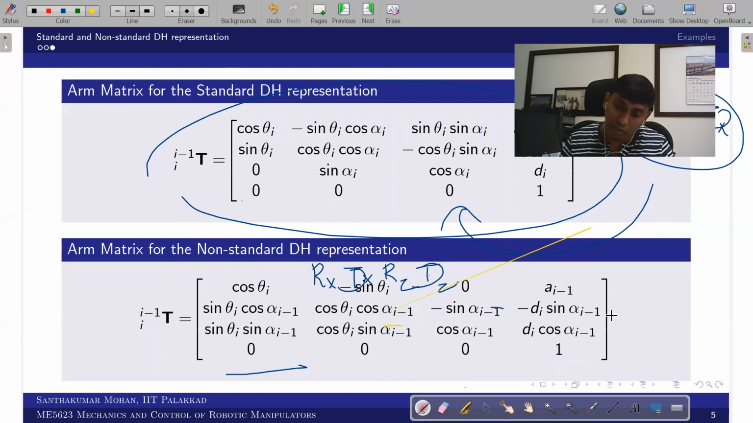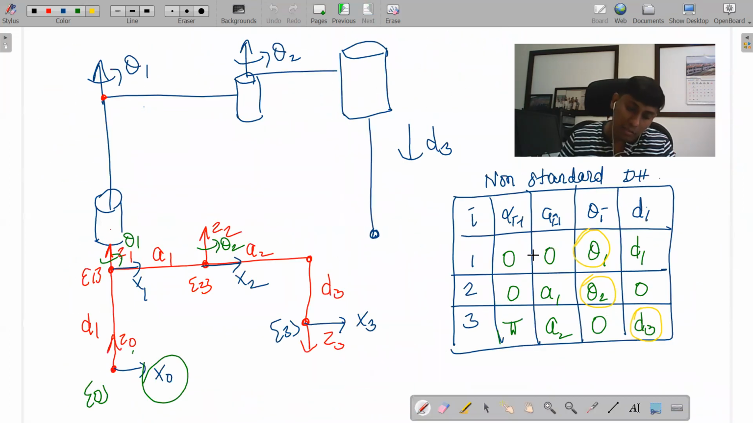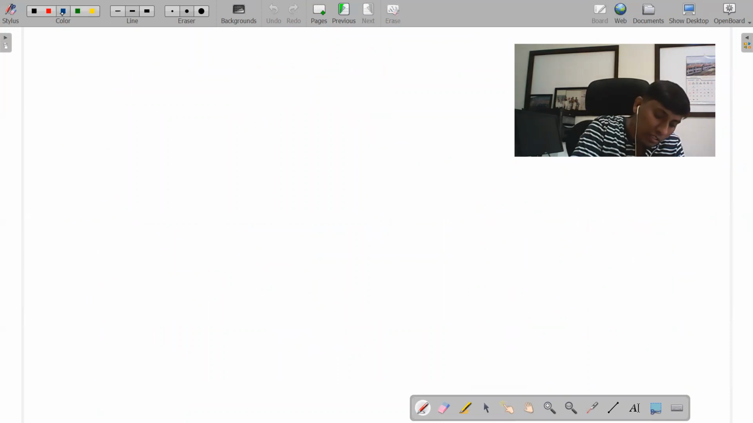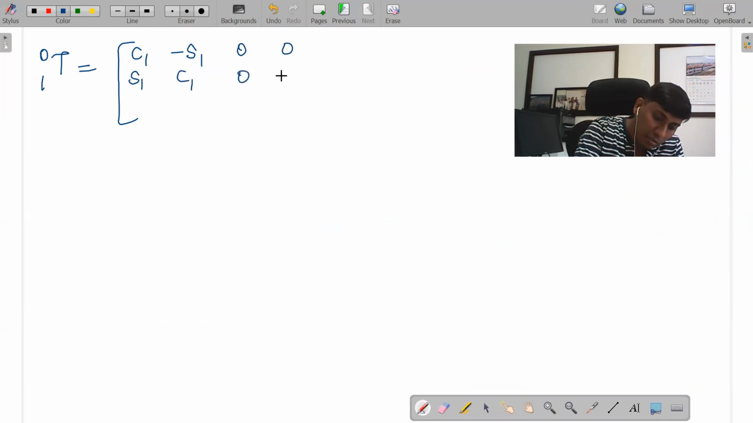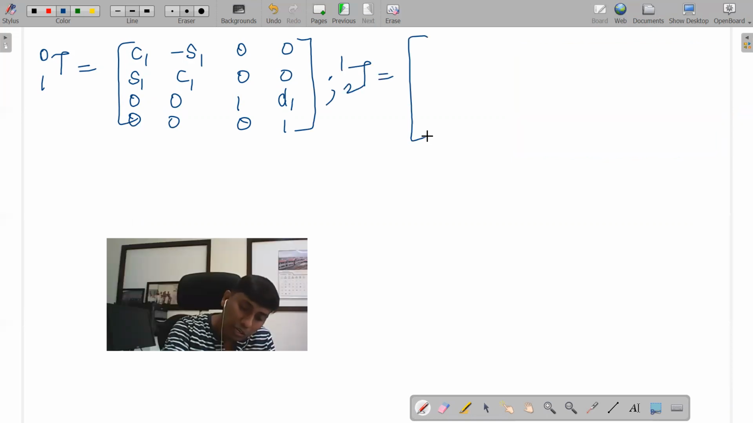So now in the first case, alpha is 0 and theta is theta 1, and d1 is there and a is 0, right? So based on this, I'm getting the first value. So T01 becomes C1, minus S1, 0, 0; S1, C1, 0, 0, because alpha is 0. Then this is 0 0, alpha is 0, so this becomes 1 and this becomes D1, and 0 0 0 1.